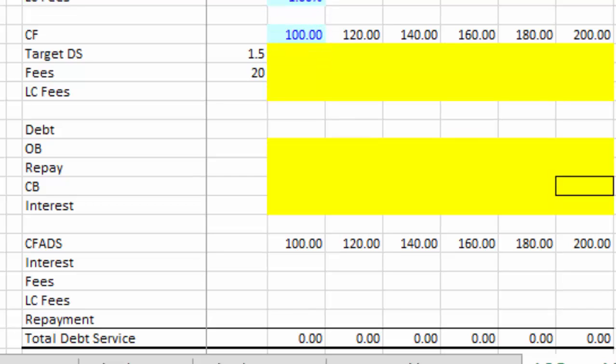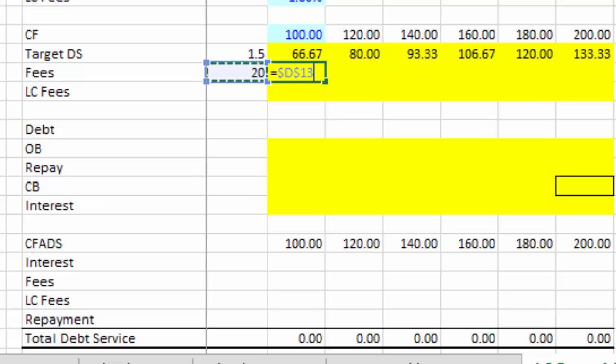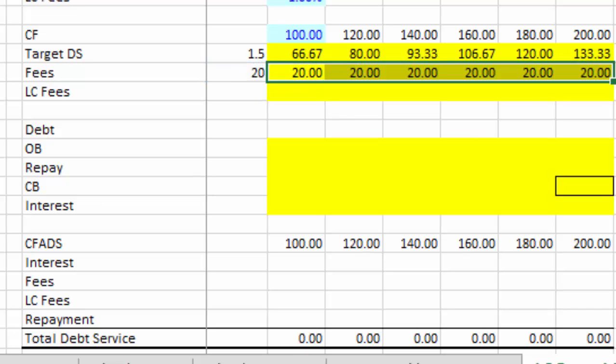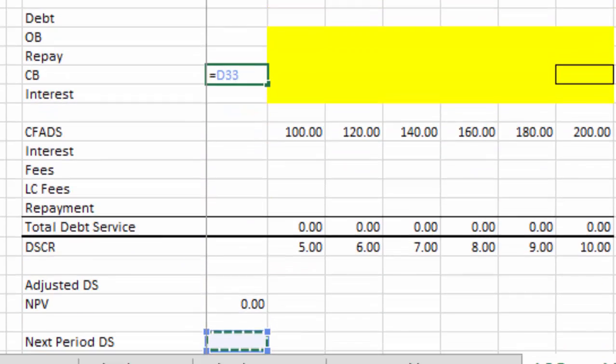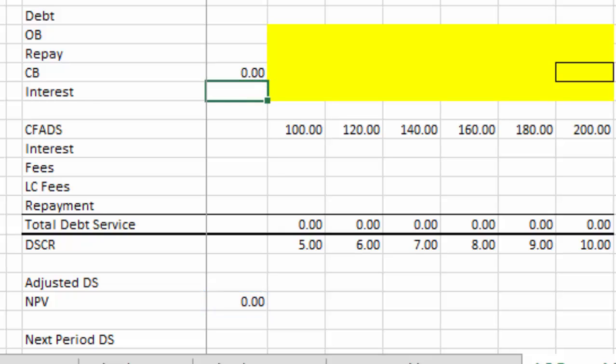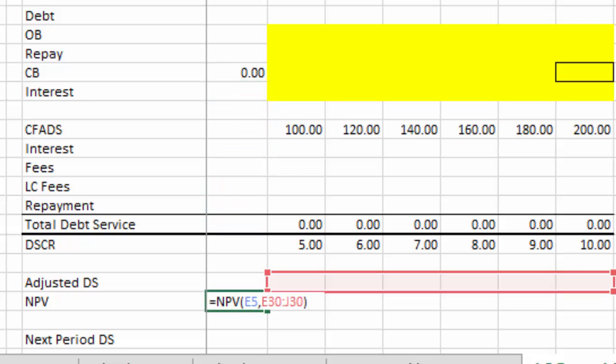Okay, now, so let's start this. Okay, our standard thing is first to take our cash flow and divide it by the debt service, Shift Control R, take the fees, just copy that across so I'm not doing any of the timing and all that stuff. And now the LC fees, let's leave that out for a minute. So the closing balance of our debt, we don't know yet. We're going to get it. Here's where we're going to get it from. We're going to have to do some kind of net present value formula, which I left here. Could have had you do that easily.